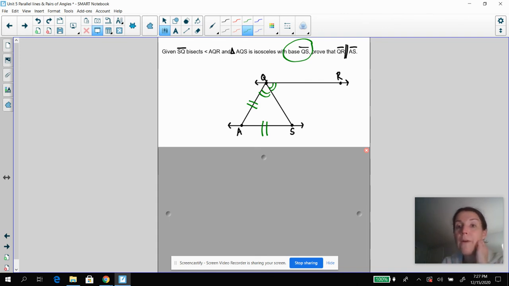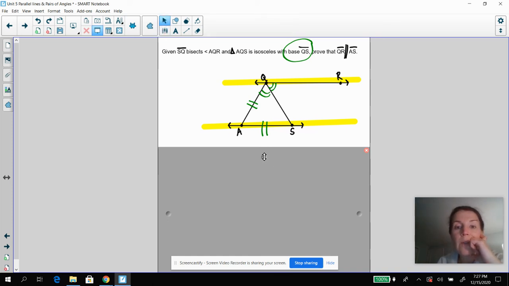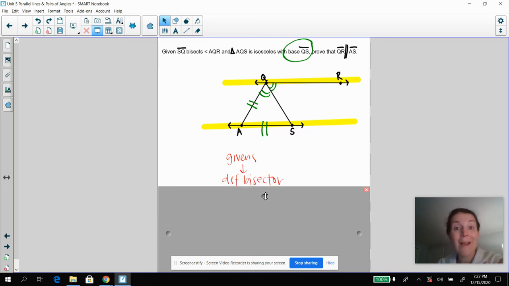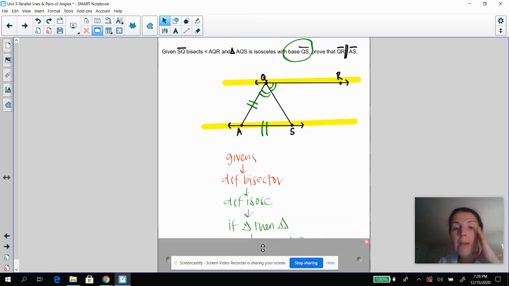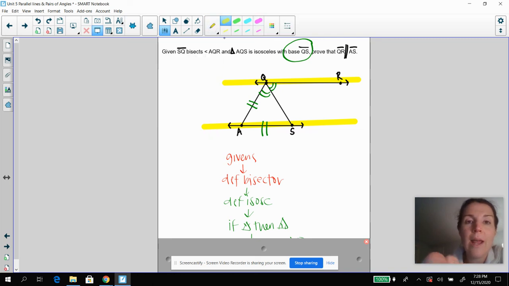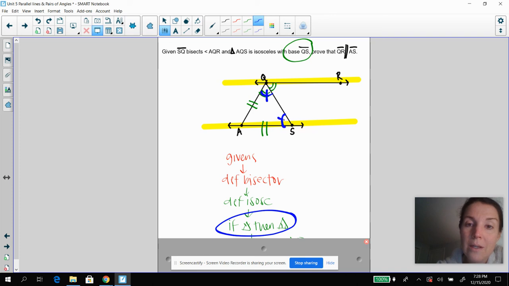And so if we want to prove that QR and AS are parallel, so I want to prove that this guy and this guy are parallel to each other, you've got to think about, well, what pair of angles are going to be congruent? So hopefully you've got your givens on there, you've got your definition of bisector, which we just walked through. Then we've got definition of isosceles, which we just walked through. And then we have if sides then angles. So watch this little piece right here, the if sides then angles, right, y'all? So this would tell me I know that this is congruent to this.